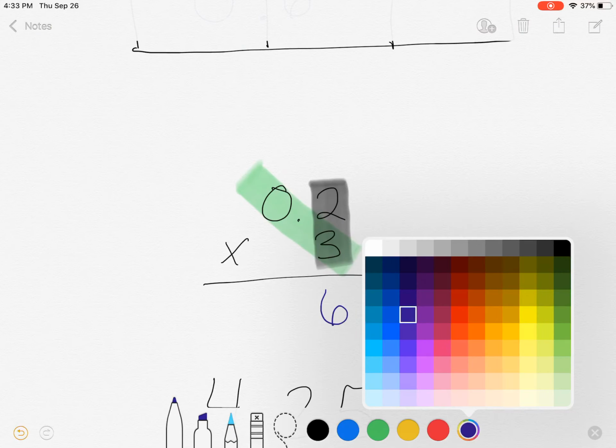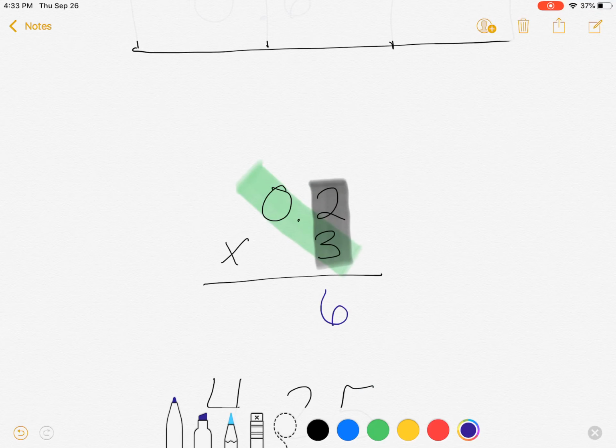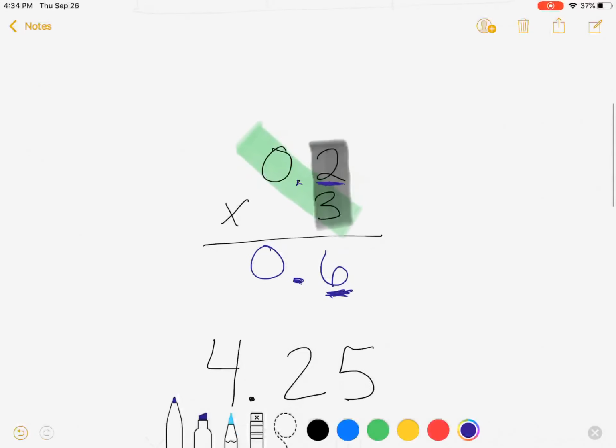I want purple. Okay, 3 times 0 is 0. And then we have to place our decimal in the correct spot. So we know that we go 1 place, decimal. So we need to go 1 place, decimal. Our product has to match our factor. So if our factor has tenths, our product needs tenths.